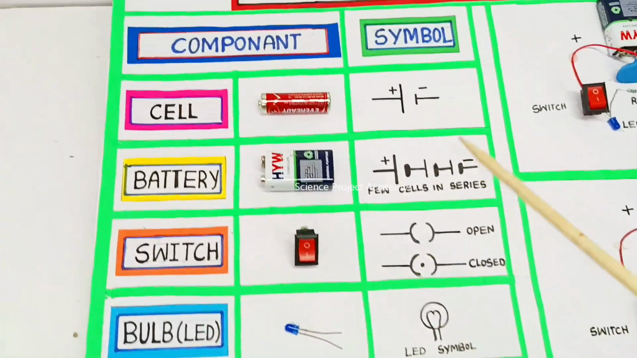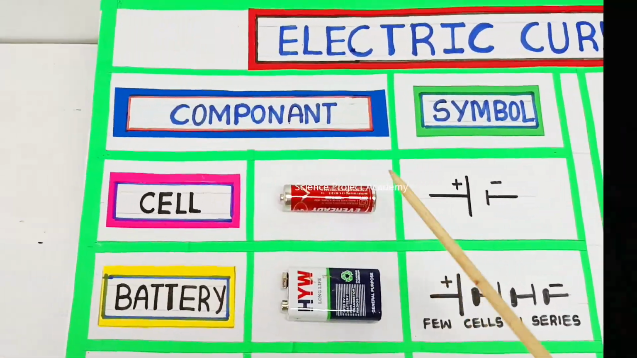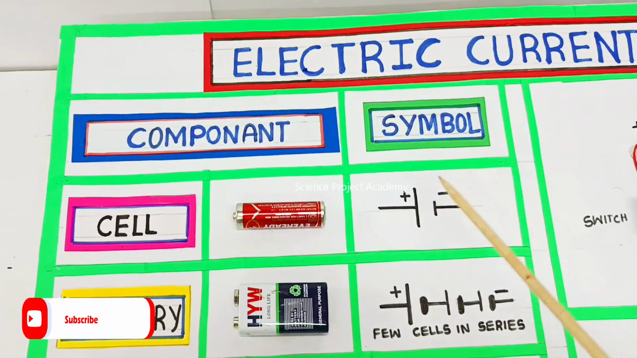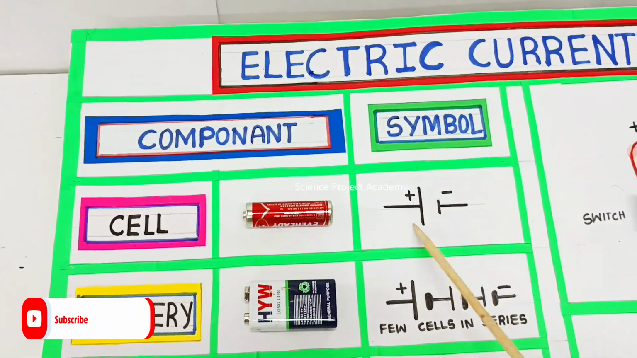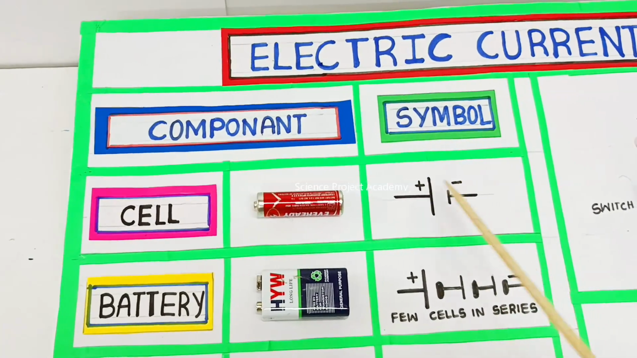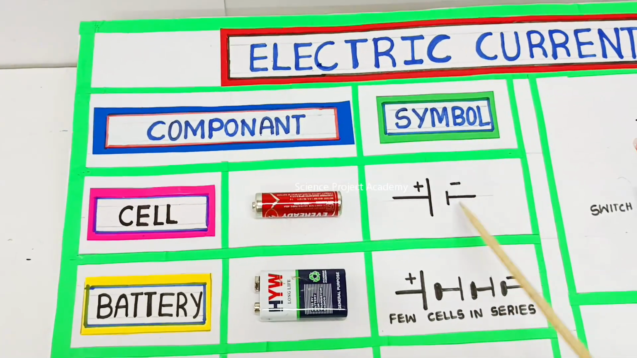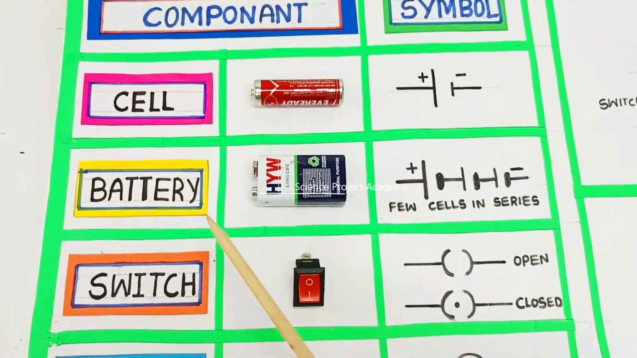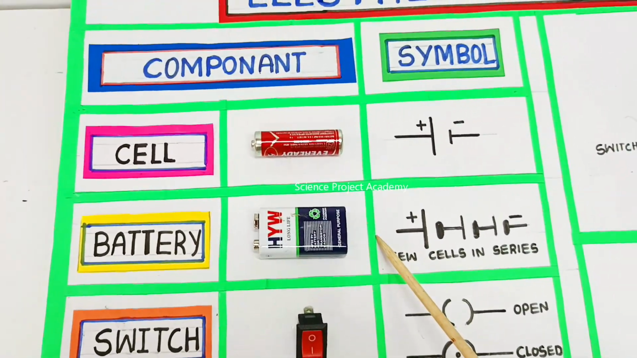So let's understand what a cell is. A cell is a medium to power up the electric circuit. The symbol in DC is plus and minus, and that is how we represent power in a small cell. And we have a battery, which is a 9-volt battery.